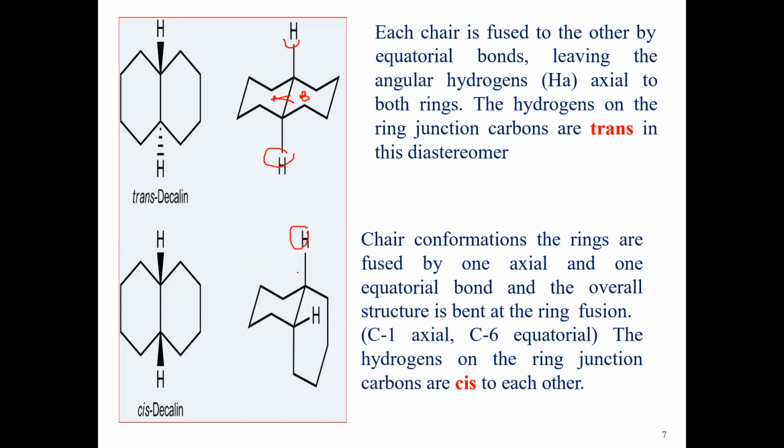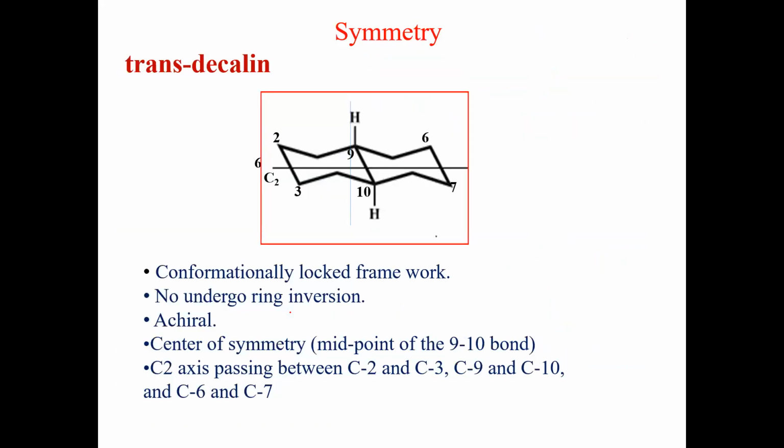Therefore, in that case, C1 is axial and C6 is equatorial. The ring junction hydrogens are cis to each other, because both of the two groups, the two hydrogens, are on the upper side, the thick line.